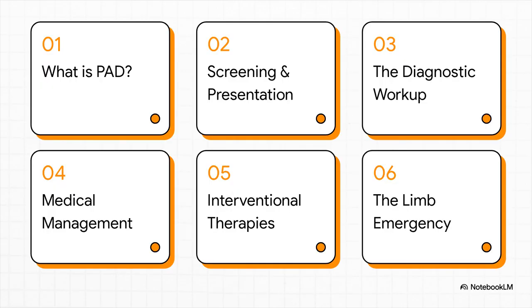So, to really get a grip on this, we're going to walk through it just like a real clinical encounter. First, what exactly is PAD? Then, how do we find it? Screening and presentation. We'll cover the workup, how to manage it medically, when to call for an intervention, and we'll finish with the one thing you absolutely cannot miss, the true limb-threatening emergency.